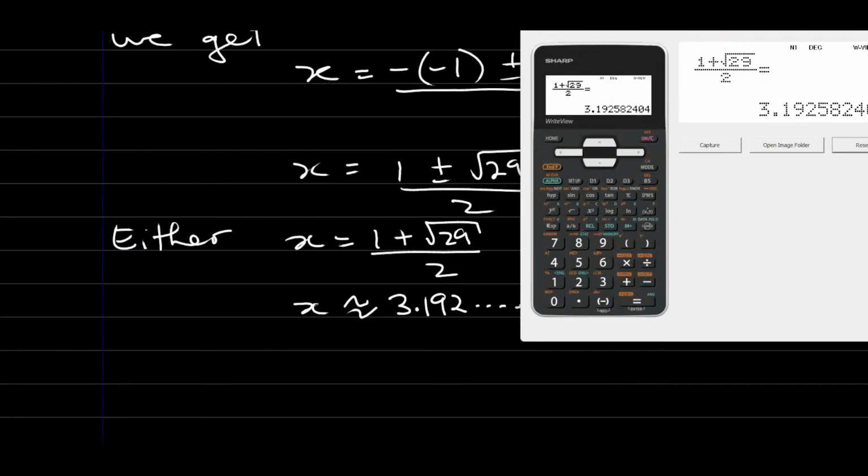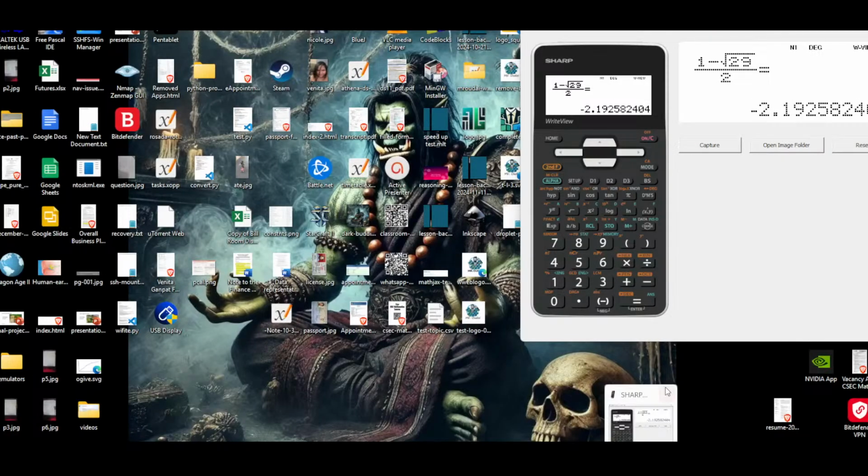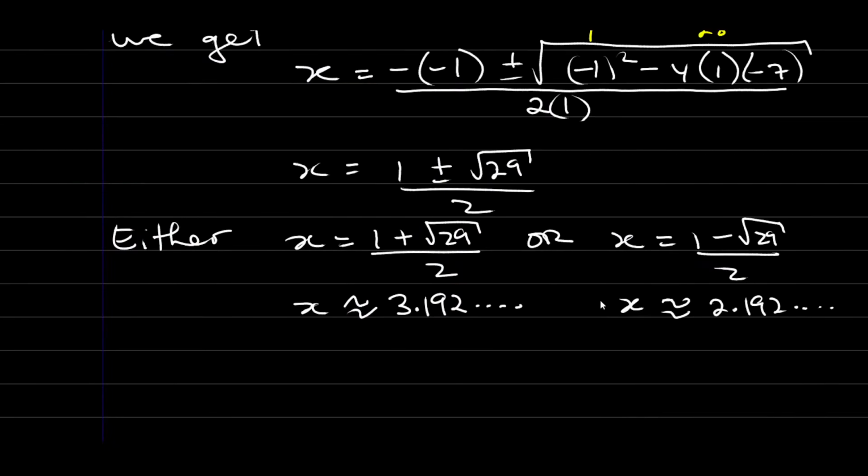Let's do the same thing again for the other one, and this means that I'm just going to have to change that positive sign into a negative sign. Minus, equal, it's in lowest form right now, and this here is negative 2.192, and so on. So x is approximately negative 2.192, and so on. Right? Let me just make sure. Yeah, 2.192. Okay, so we have both of them.